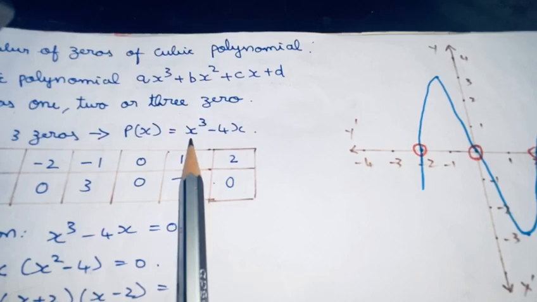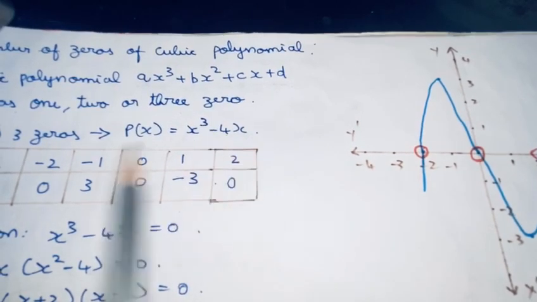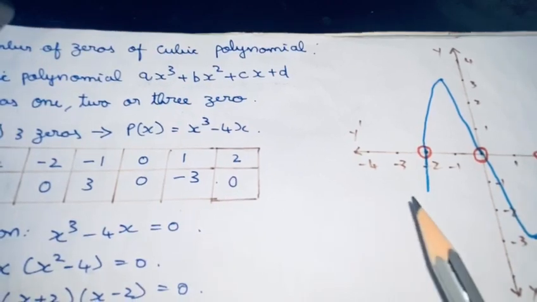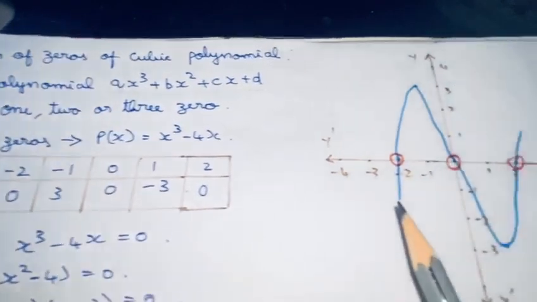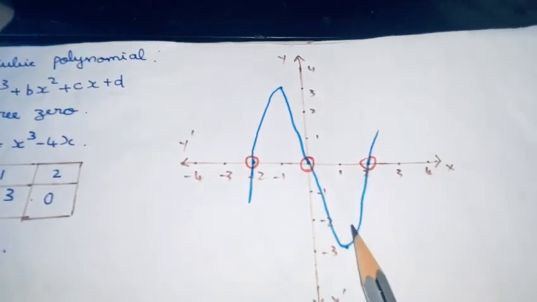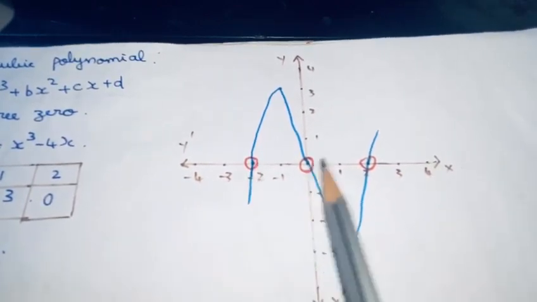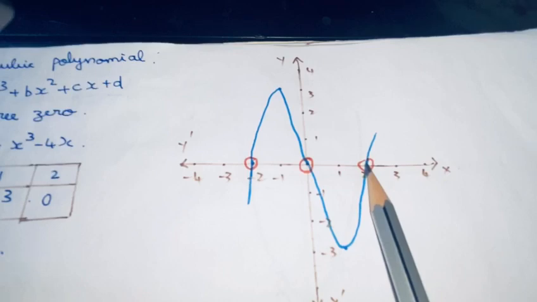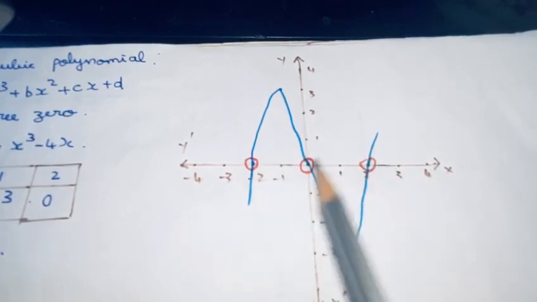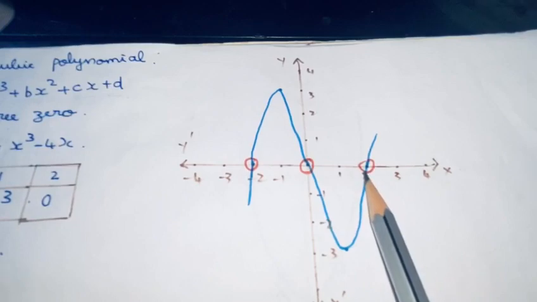For that, we will consider x cube minus 4x. Now, we are going to take the values of x and y and plot that. You will find the graph to be this. In this graph, you find 3 points meeting at the x axis, that is, the graph is intersecting the x axis at 3 points. Hence, the number of zeros here is 3.